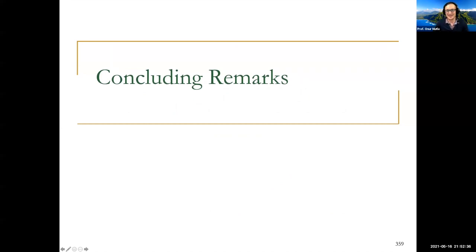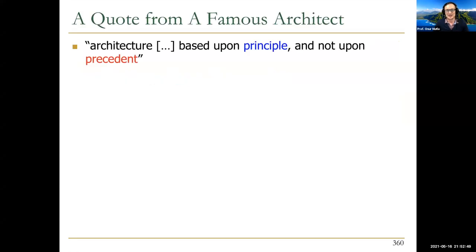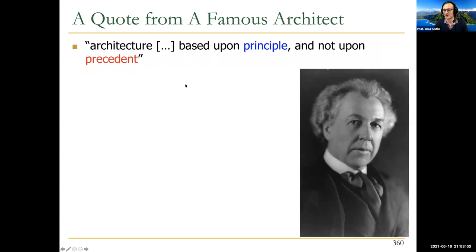So I think this is the most fun part of the talk, maybe. And maybe this can potentially answer some of the questions you asked Yahya at the end. So some very famous and important architect said this: architecture should be based upon principle and not upon precedent. Precedent is what comes before. Principle is clearly principle. And this was not a computer architect. This was Frank Lloyd Wright, a very famous American architect.